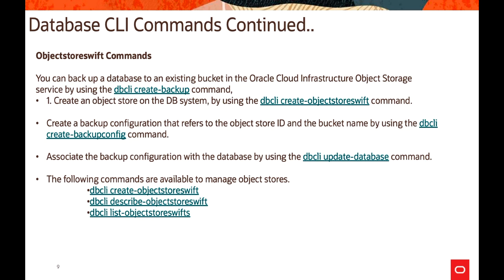Another important aspect is dealing with object store swift commands. You can back up a database to an existing bucket in OCI Object Storage using the DBCLI create backup command. The steps are: create an object store on the database system using the DBCLI create objectstoreswift command. Then create a backup configuration that refers to that object store ID and the bucket name using the backup config command. Then associate the backup configuration with the database using the DBCLI update database command. So these are the three commands you will use. Other commands available to manage object storage are create objectstoreswift, describe objectstoreswift and list objectstoreswifts.